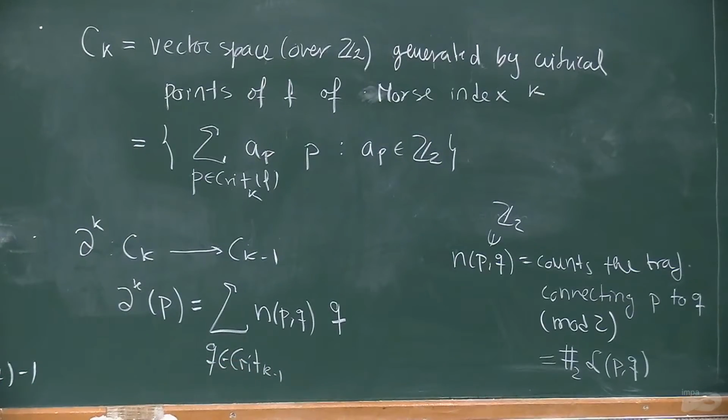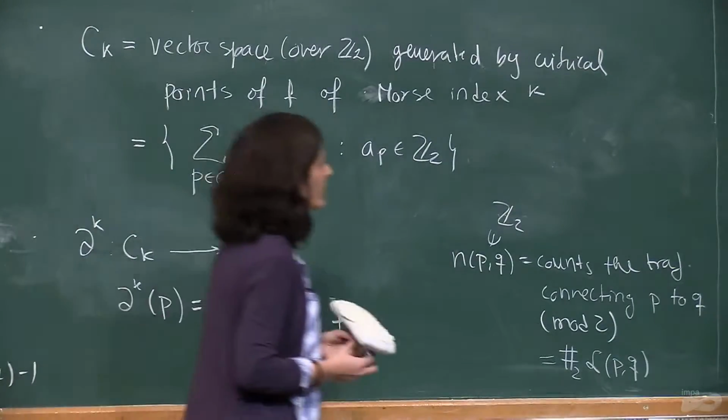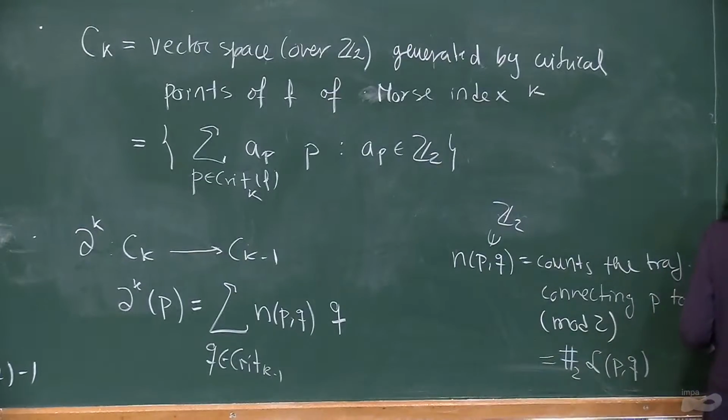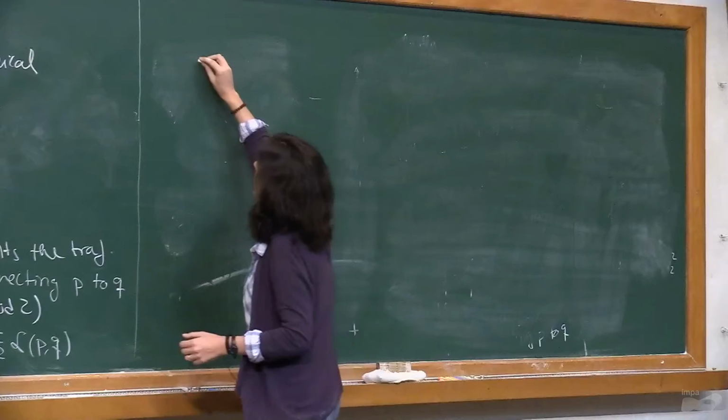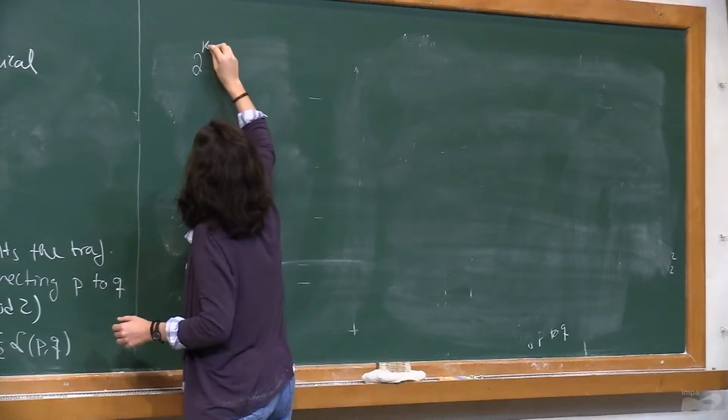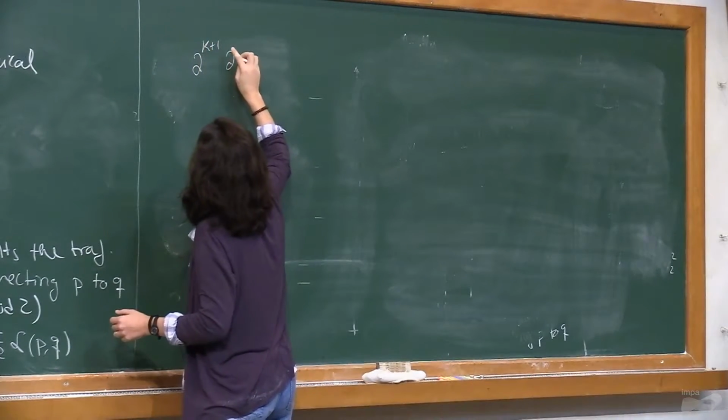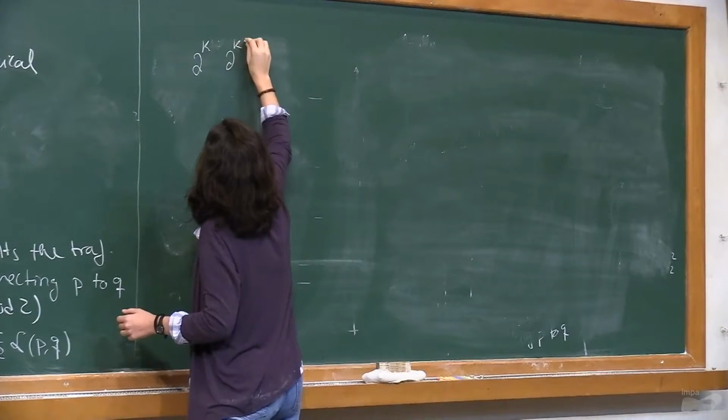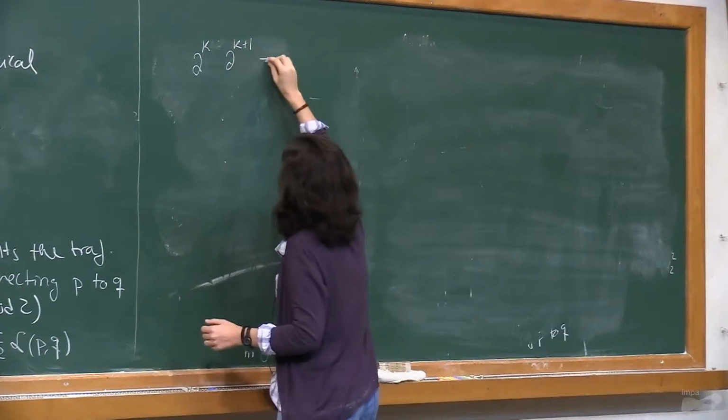Okay, so we have this map, and now to define the homology, I need to guarantee that this d_{K+1}, is it the other way? d composed with d is actually equal to 0.